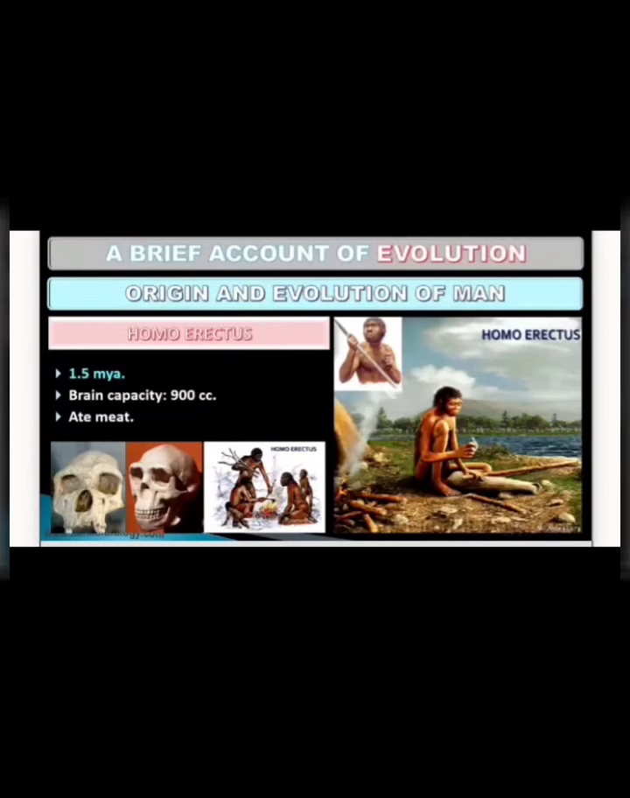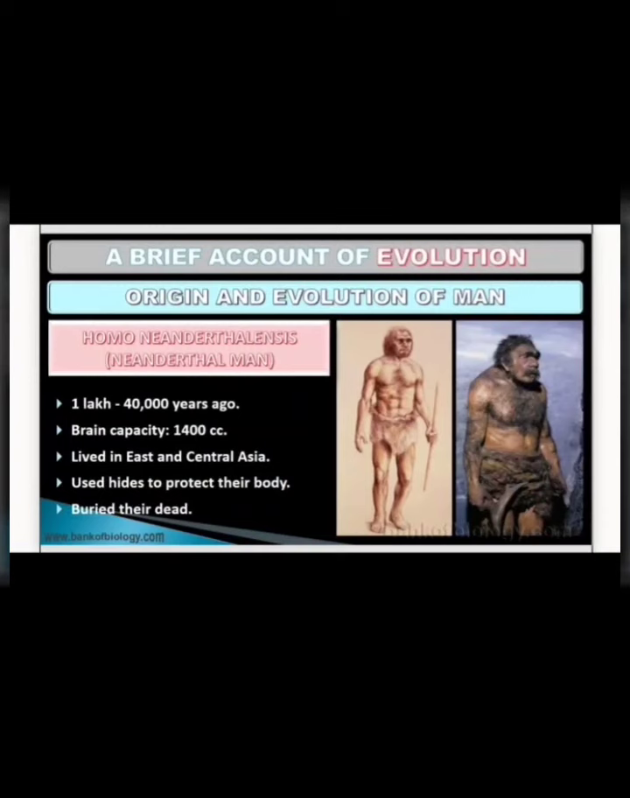Next comes Homo erectus, who evolved around 1.5 million years ago. He had a more developed brain capacity, that is 900 cc, and he used to hunt and eat meat. Okay, it was found that Homo erectus used to eat meat.